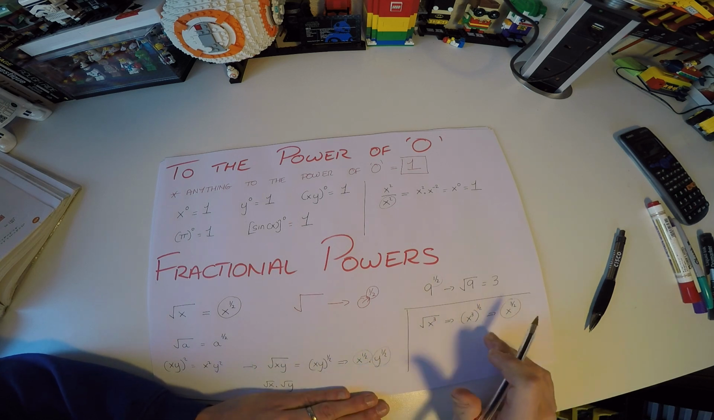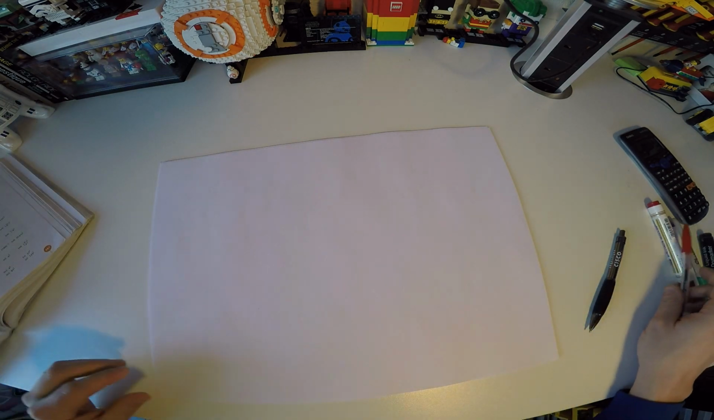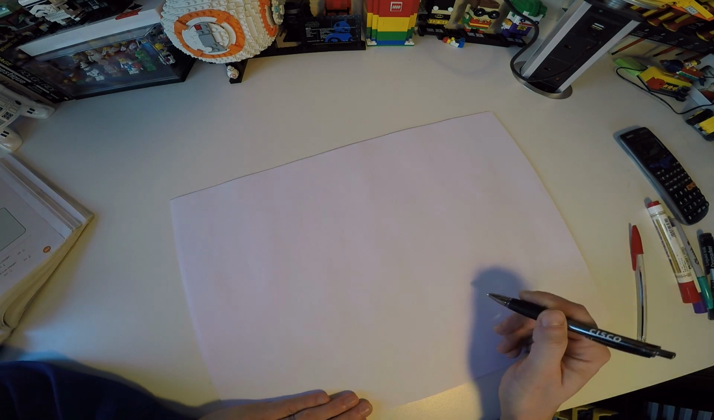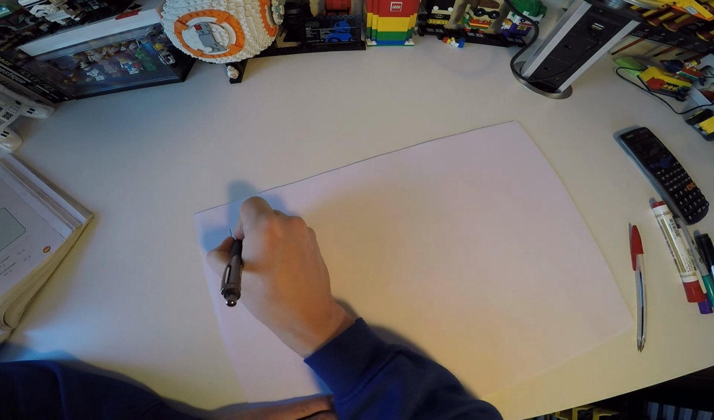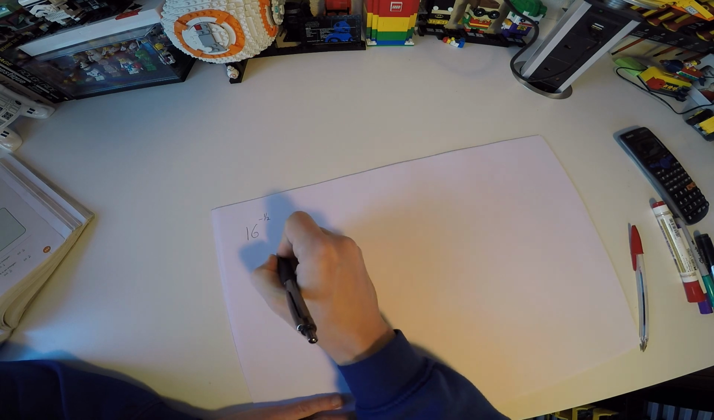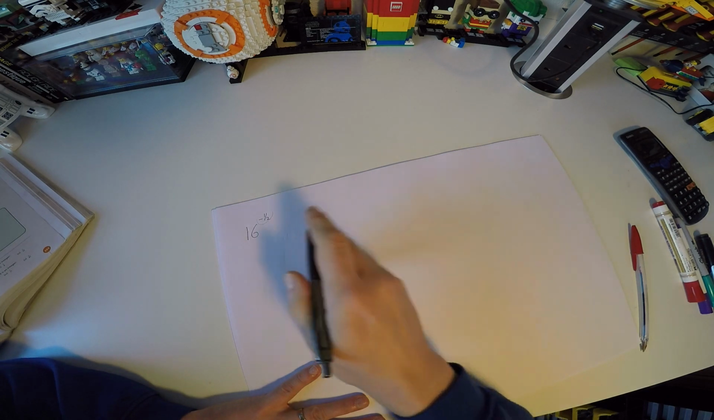If you get really good at this, you can start working those backwards. Just one example to finish up. I have some examples here in a book beside me. Maybe I might have a look and see what they might give us. So it says to simplify something like this. 16 to the power of minus a half. What can we do here? So without using a calculator, we wanted to deal with this.